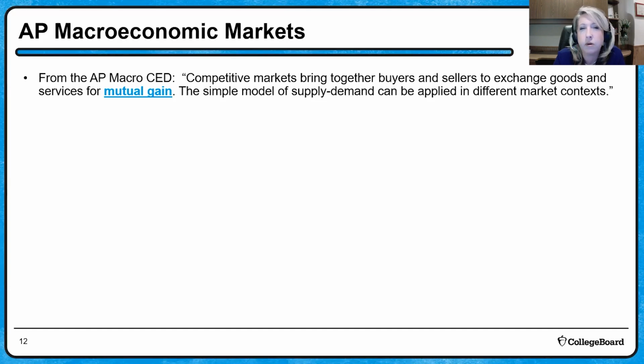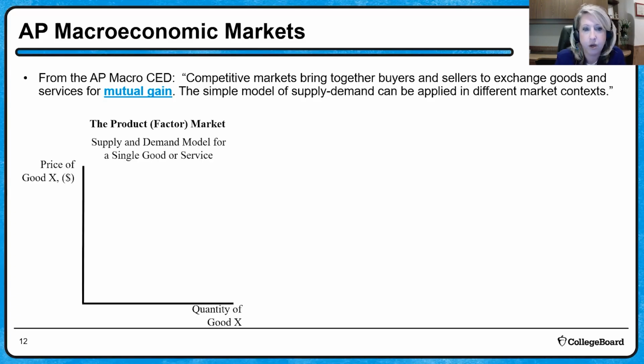I highlighted mutual gain because if we understand that people behave in ways to make themselves as well off as they can, that is going to help us understand this concept of equilibrium. All right, so here is our basic product market model, and we're exploring the relationship between the price of a good in dollars and the quantity of that good.